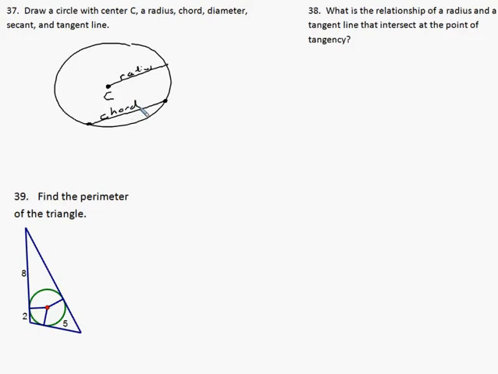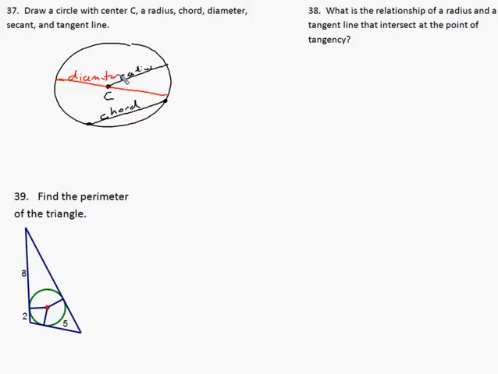Next we want a diameter. Let's change color for now. Diameter is a chord, it's just a special type of chord. It's a chord that has to go through the center of the circle. So that red one is a diameter.